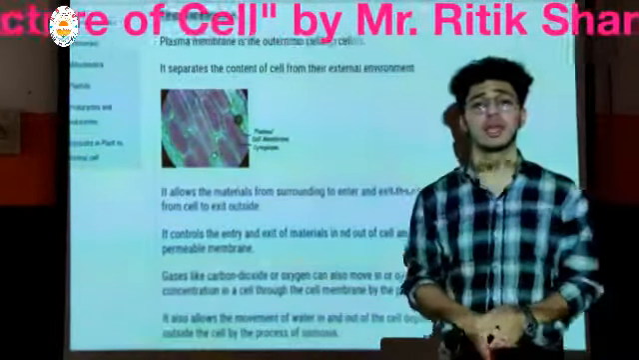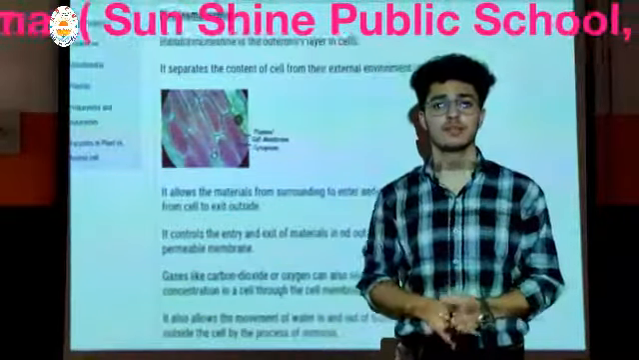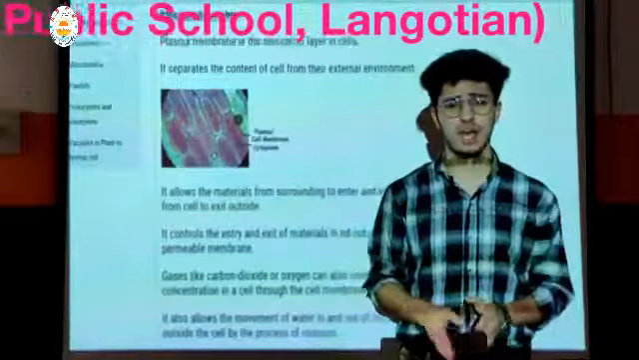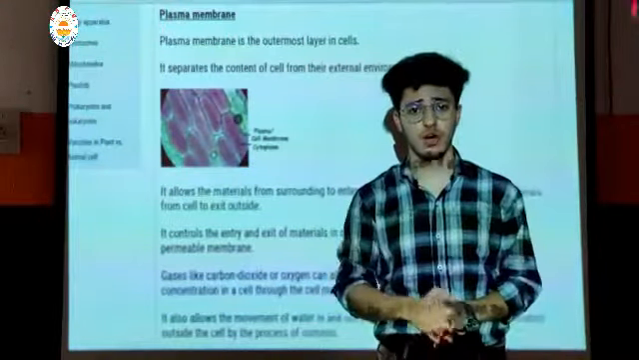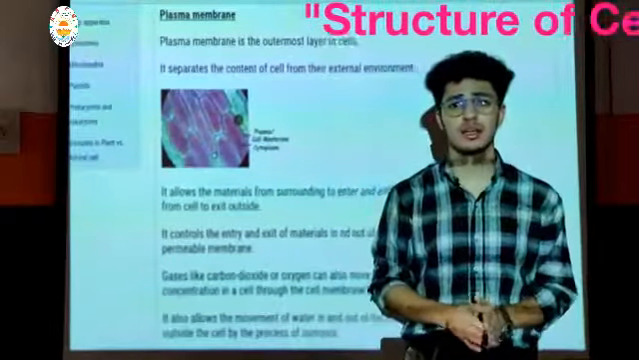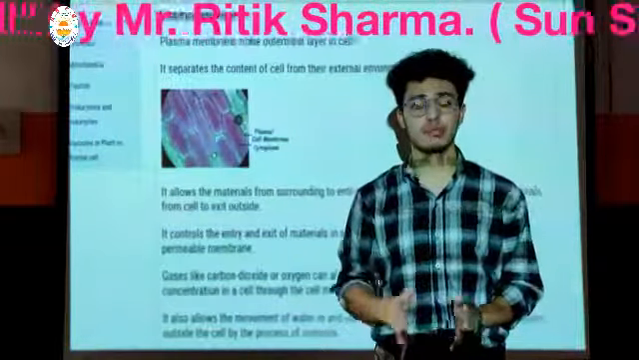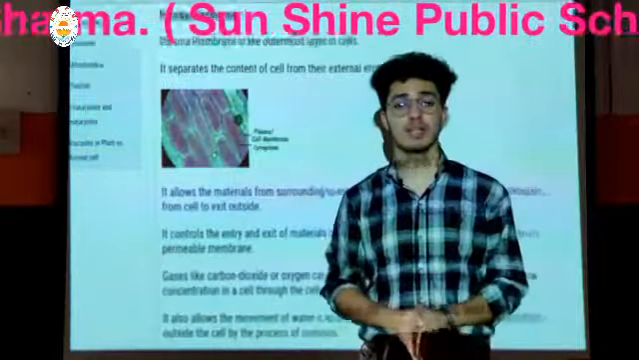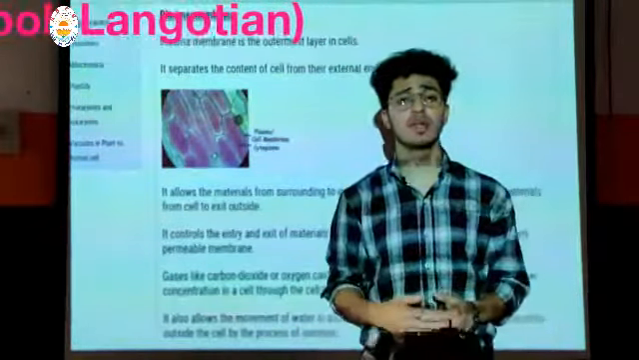Hello students, in the previous lecture I introduced you to the term cell organelle. What is a cell organelle? I have already told you. The components from which a cell is made up are called cell organelles. I also named a few, like the cell membrane or plasma membrane, cell wall, cytoplasm, nucleus, ribosomes, etc. And now we will study them one by one.